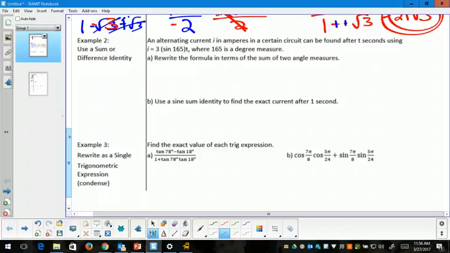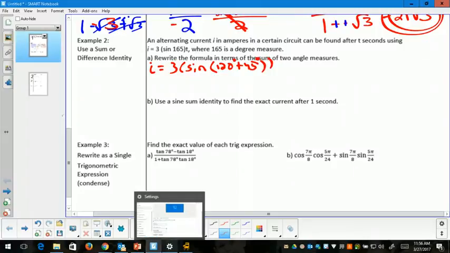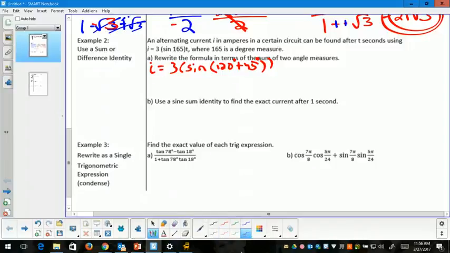So, what else? Let's see, degrees, 165. I'm going to need something from quadrant 2 at least. Let's look and see, maybe I'll use 120 and 45, that will work. So we have I equals 3 times sine of 120 plus 45 degrees. To find the exact current, we have to rewrite this, because that's just me writing it out there. I have to rewrite the whole thing.